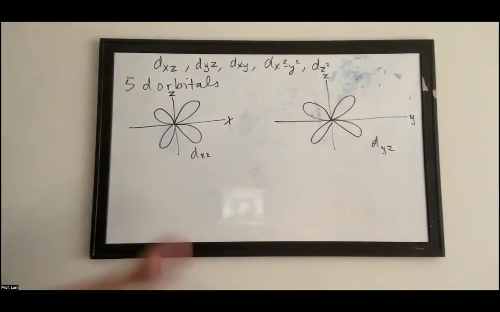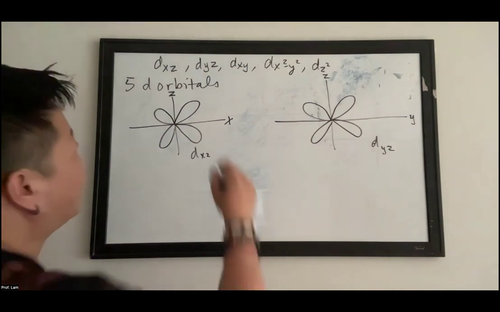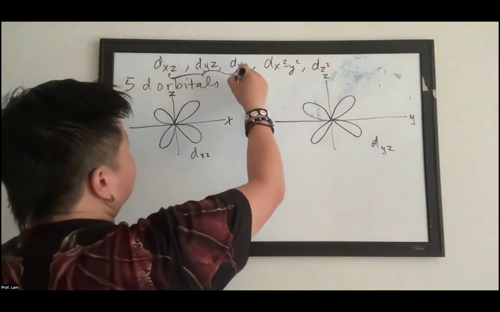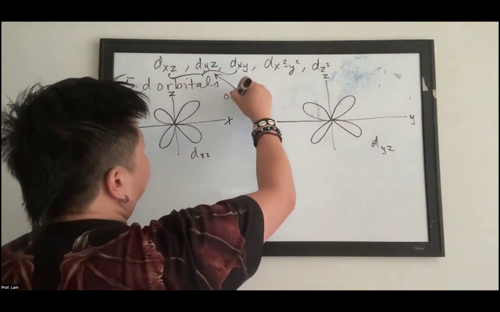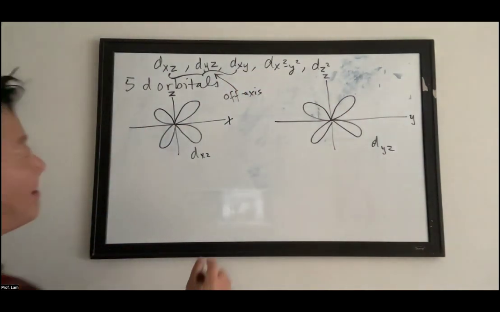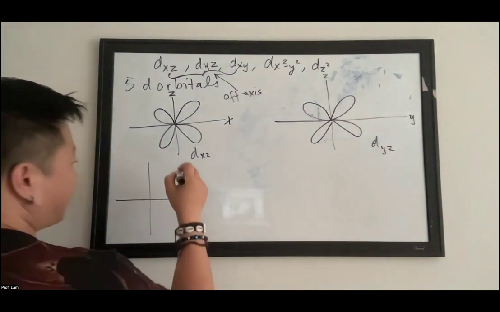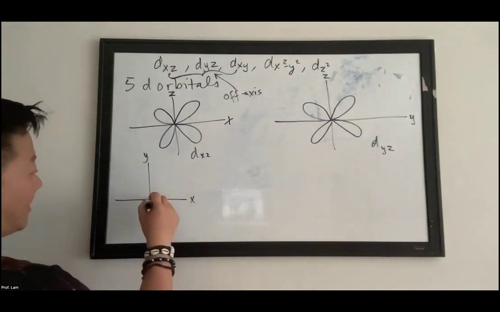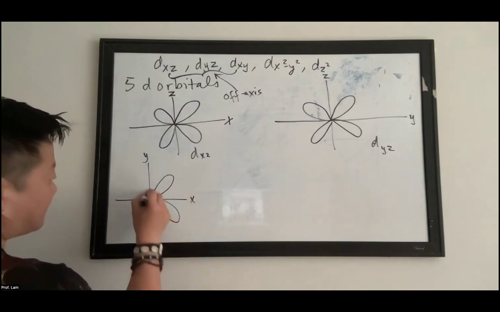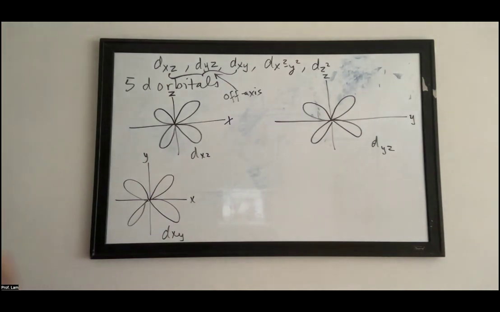And notice how I'm drawing the 4-leaf clovers in between the axes. That's what you've got to remember: these are off axis. Okay, dxy is next. So now I'll change this to x and this to y. And again, it's off axis. So I'm going to do the 4-leaf clover off axis.